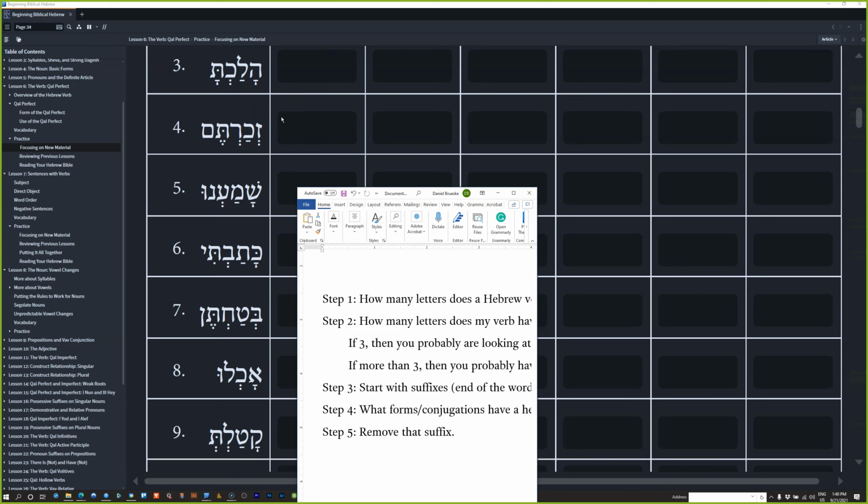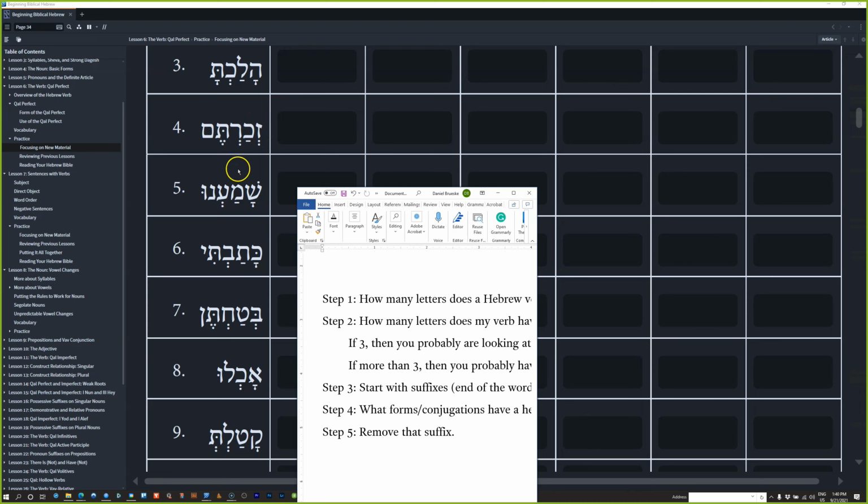So you'll notice that you're probably fighting an intuition when you come to a verb. You're going to find yourself first looking for the root. Don't do that. Don't worry about the root at first. Don't look for the root first. In the Qal Perfect, look for the suffixes first, because once you find your suffix, you'll know what your root is by taking the suffix off.